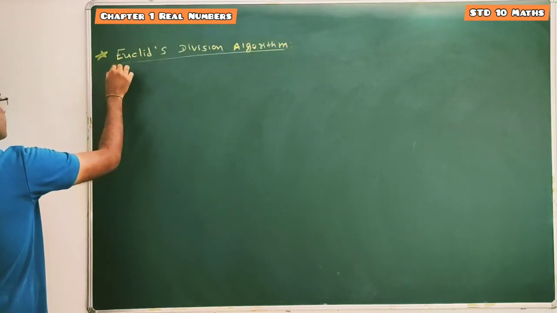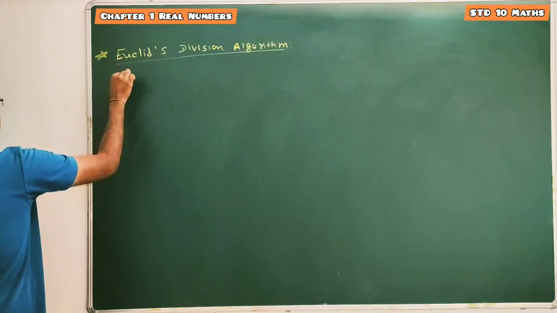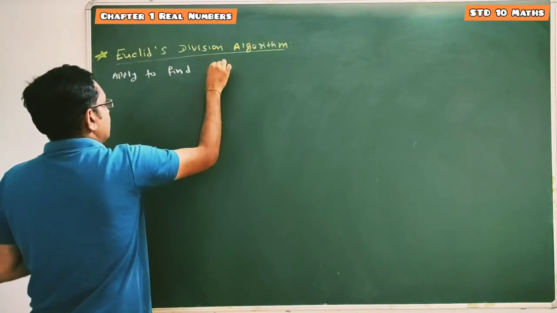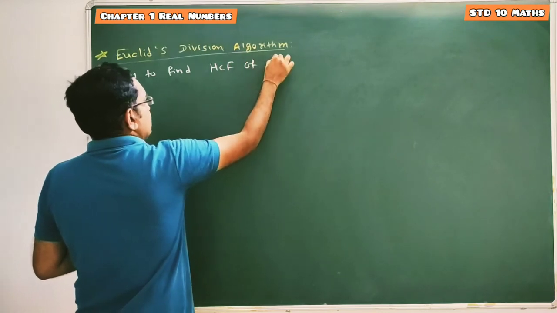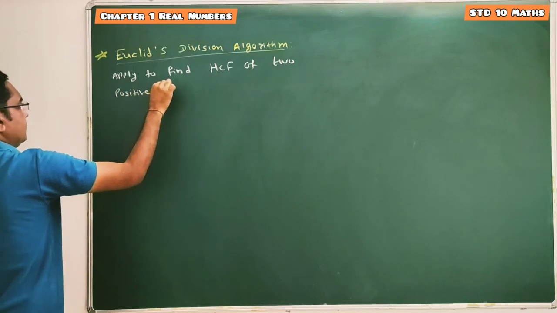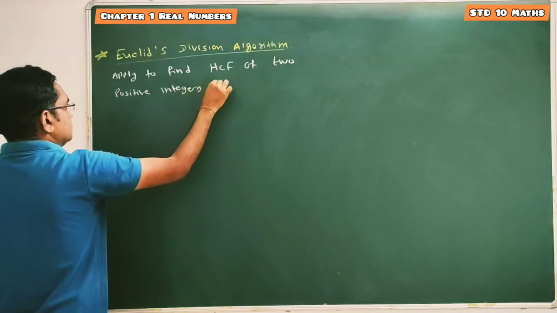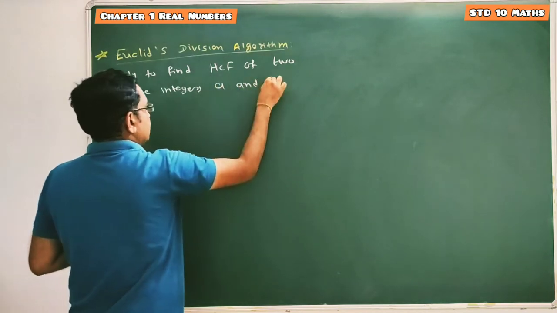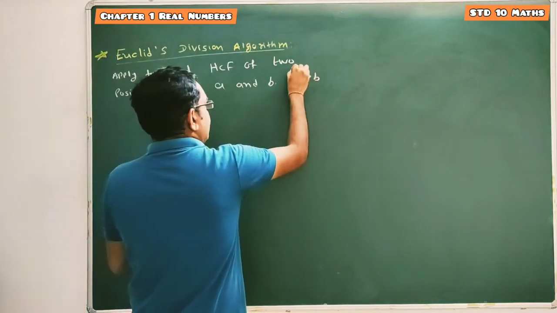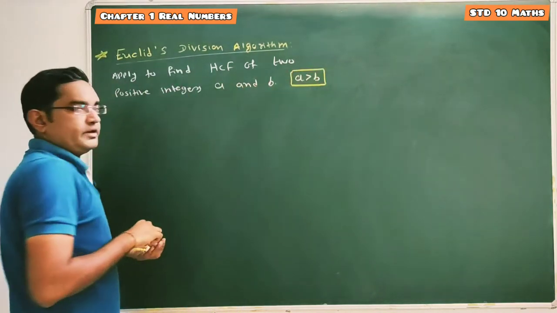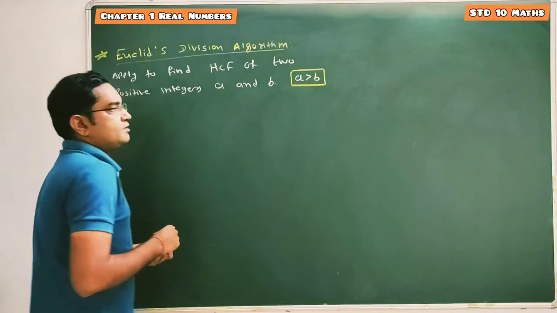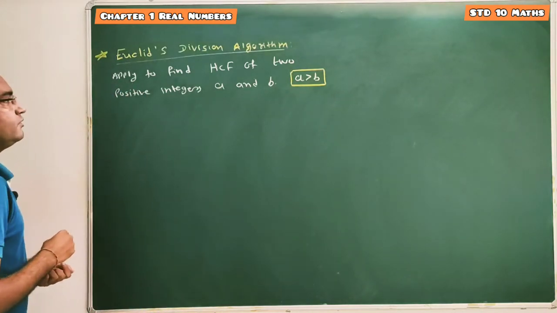So it can be applied to find the HCF of two positive integers a and b, where the condition is a is greater than b. Two positive integers are there where a is greater than b. So how can we find the HCF of these two positive integers a and b, where a is greater than b? We have to apply Euclid's division algorithm.